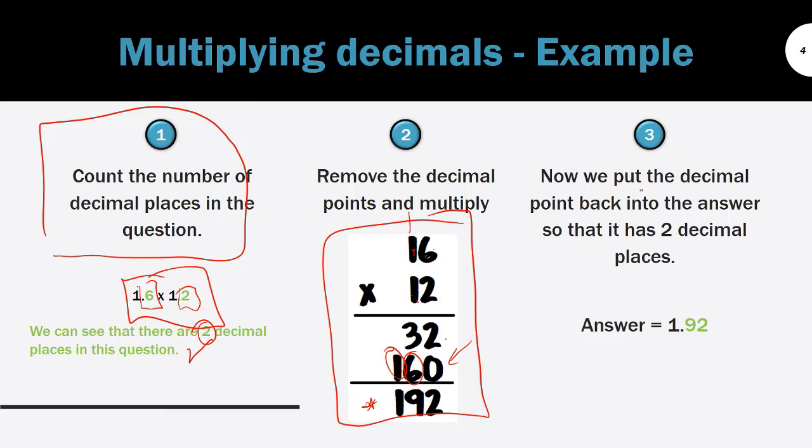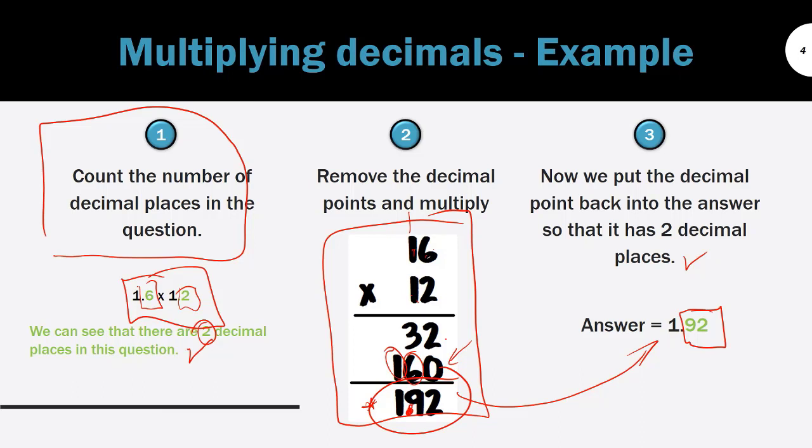But step 3, now we need to put the decimal point back into the answer so that it has 2 decimal places, okay? So here we can see our 2 decimal places. I've taken the 192 over and I've given it 2 decimal places, so that our answer is 1.92.